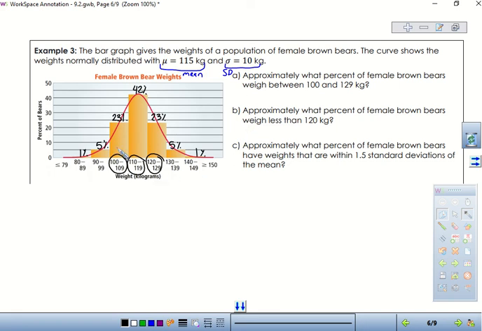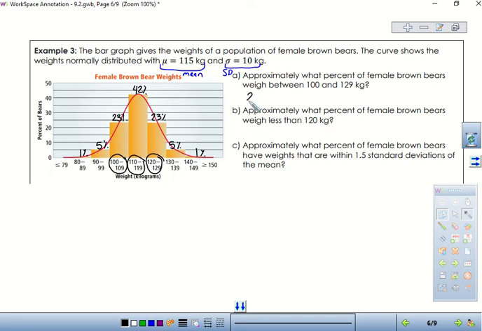So how this one works is, this is what we actually call technically a histogram. It's not a bar graph. Do you remember the difference between a histogram and a bar graph? So a histogram is by category, like a range. So this represents all the bears that fall between 100 and 109. So 23% of them fall in that category.